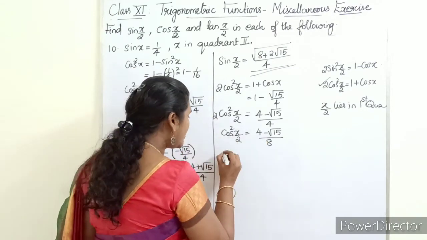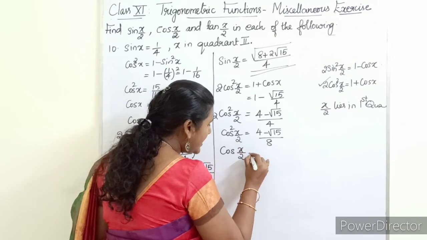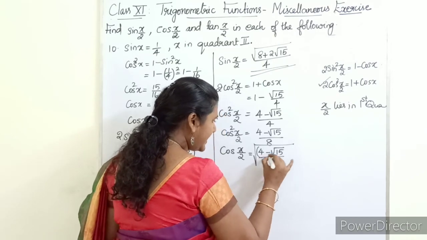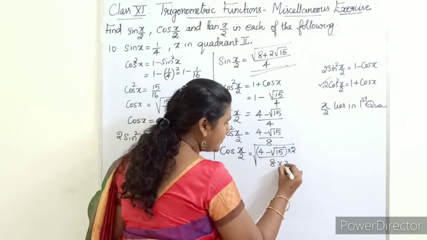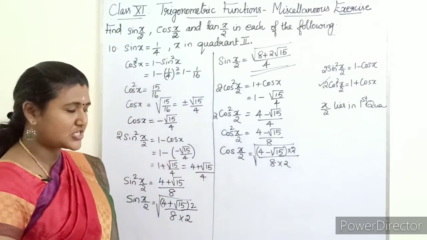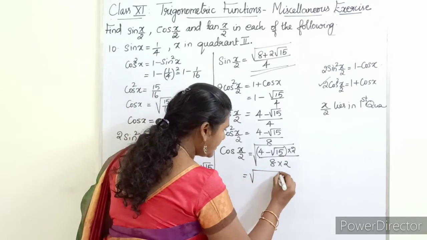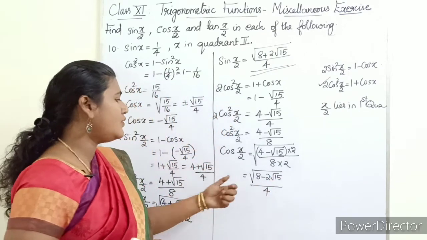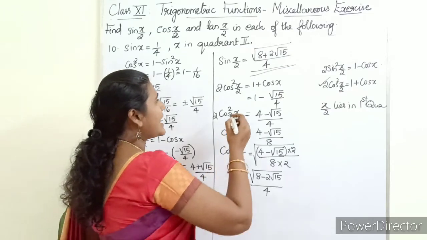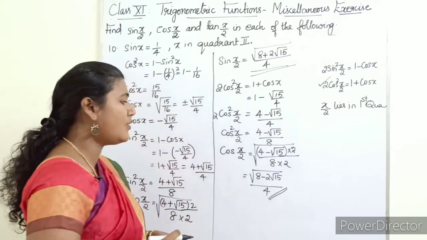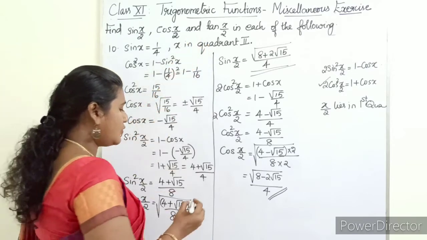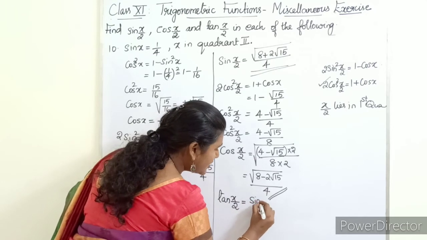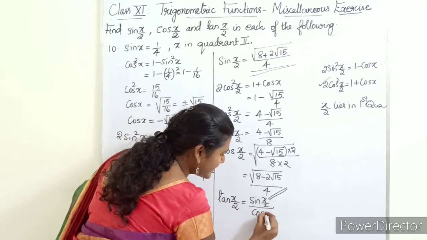Now we will take the square root on both sides. So cos x by 2 is equal to root of (4 minus root 15) by 8. By the same method we will multiply by 2 so that the denominator will become a rational number. So root of (8 minus 2 root 15) by 4. So this is the value of cos x by 2. So we got the sin x by 2 and cos x by 2 values. Now we will find out tan x by 2 value. You know the formula for tan x by 2: tan x by 2 is equal to sin x by 2 by cos x by 2.